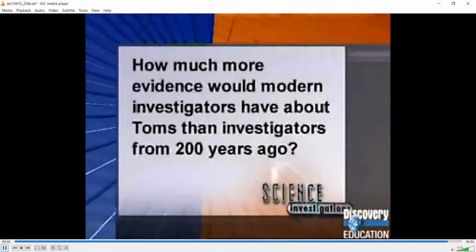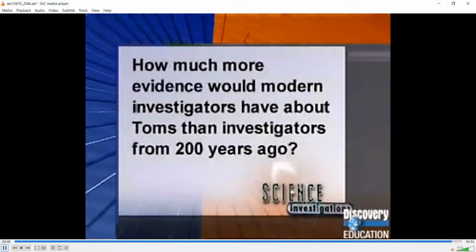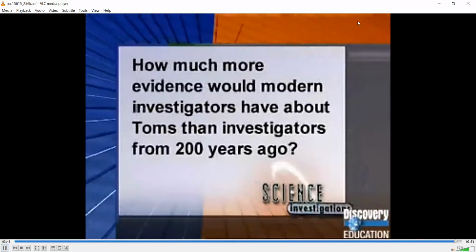How much more evidence would modern investigators have about Toms than investigators from 200 years ago?